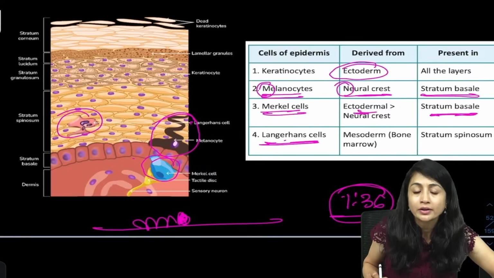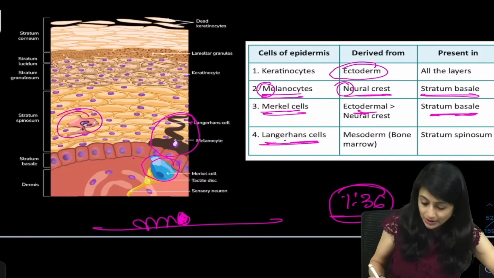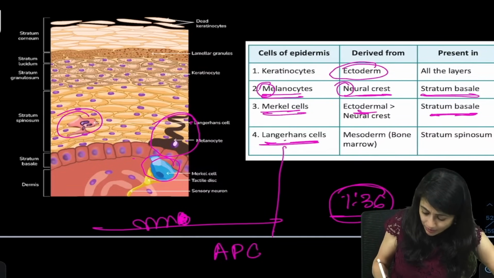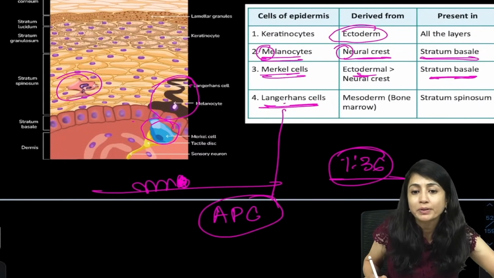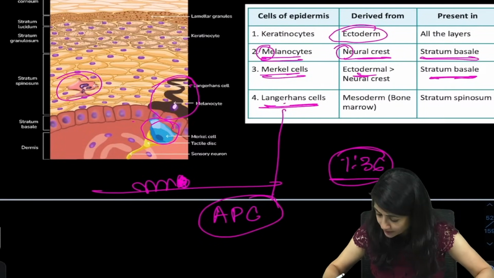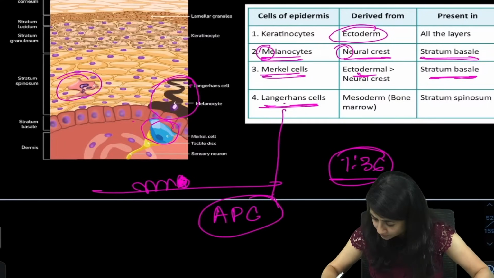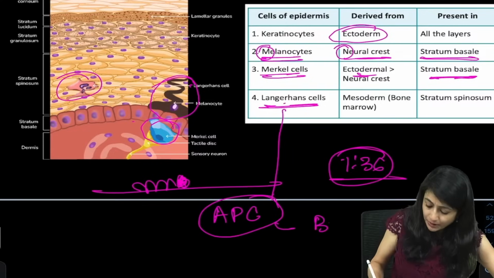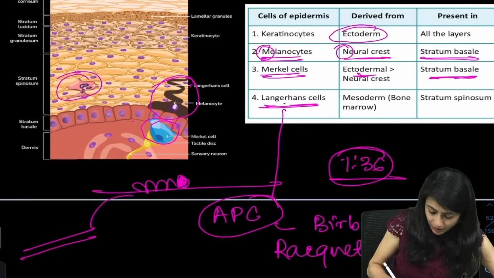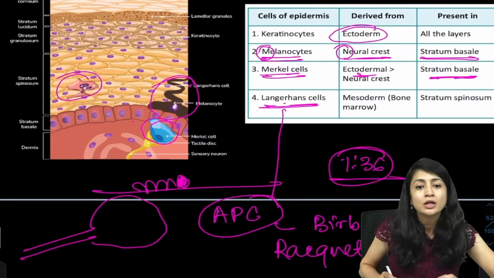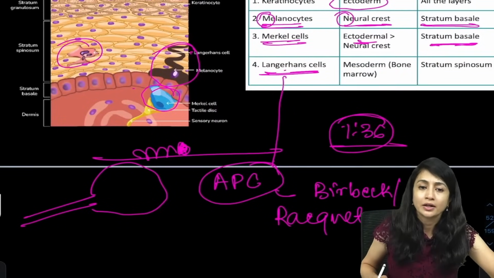Langerhans cells are what? Langerhans cells are antigen presenting cells. These are antigen presenting cells which are present in stratum spinosum. Now Langerhans cells have a particular type of granules. Okay, you have already told me. Langerhans cells have Birbeck or racket shaped granules. So you can be given an image like this, which will be bluish in color. So Birbeck granules or racket shaped granules are seen in Langerhans cells.